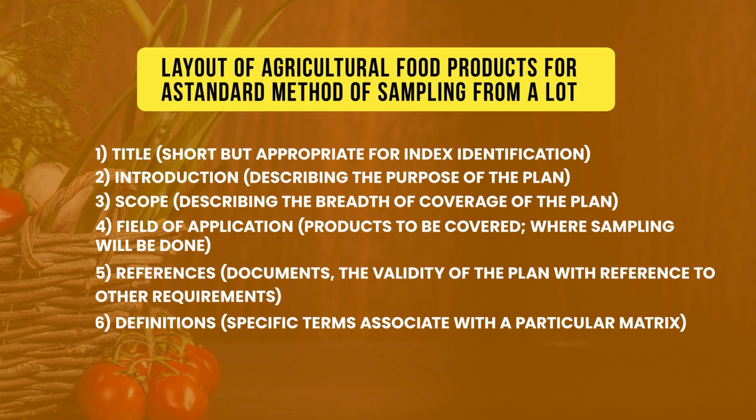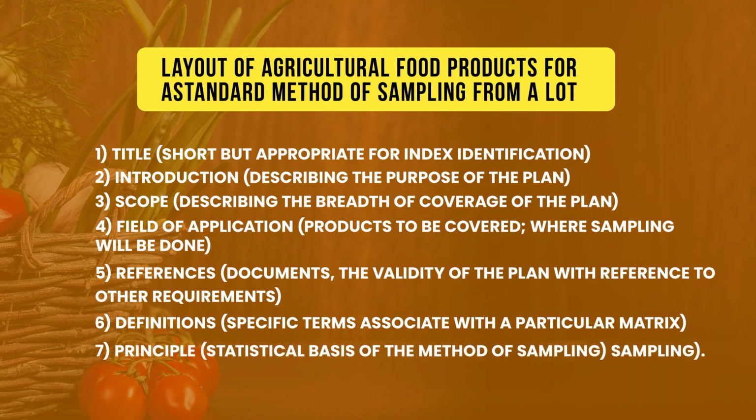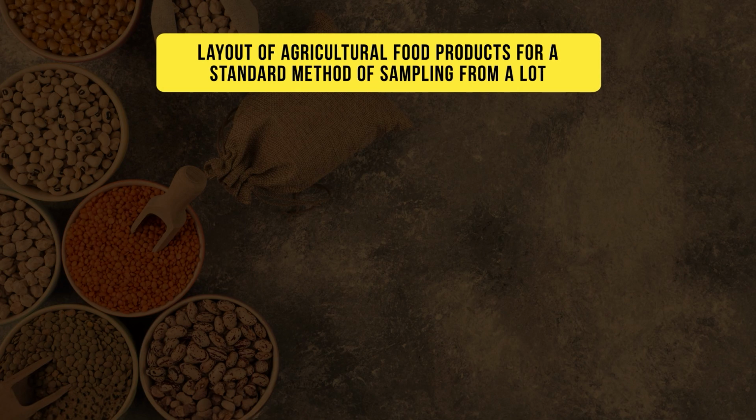Definitions we must mention, specify terms associated with particular metrics, because if the definition of terms used is not properly understood by the stakeholders involved, it may lead to problems. Principle, a statistical basis of the method of sampling, it must be specified. This is the layout for a standard method of sampling for any lot. This is as per the given standard.